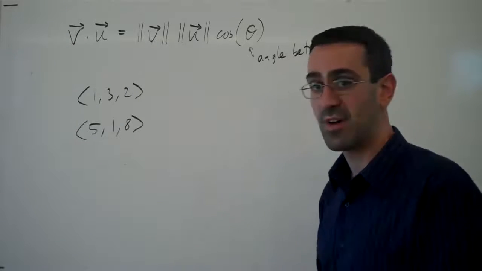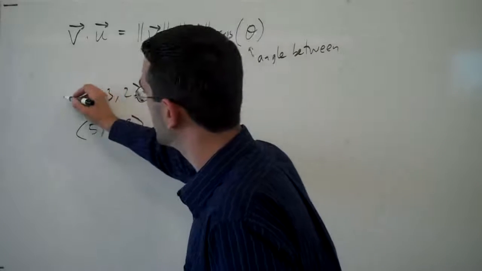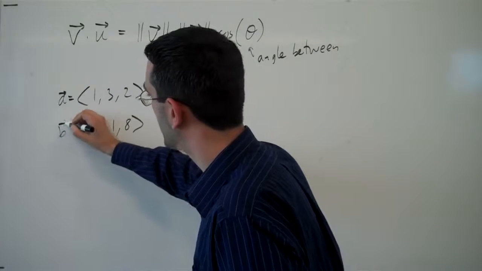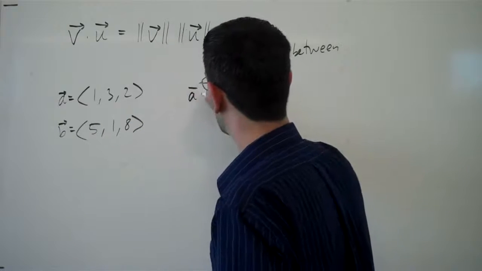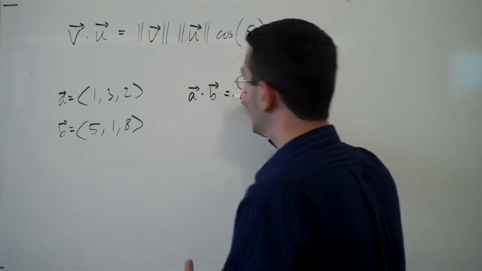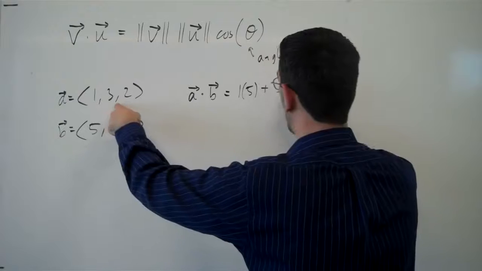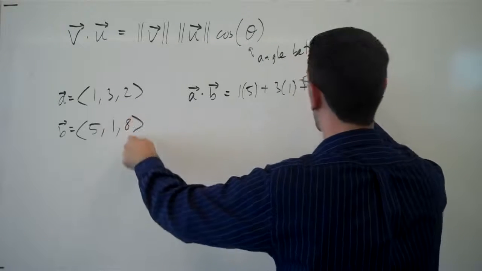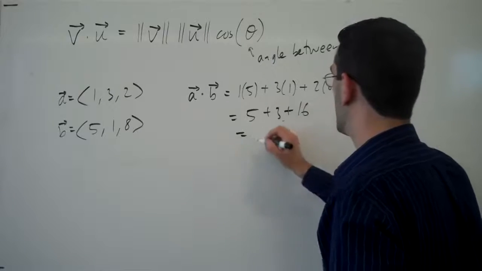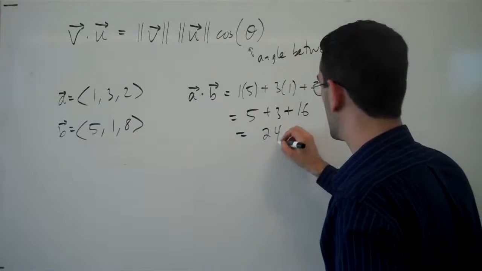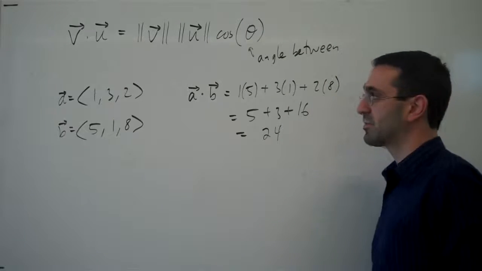So first thing we need to do is find the dot product using the component form. If I call these vectors A and B here, then the dot product of these two vectors will be the product of the x components plus the product of the y components plus the product of the z components. So 5 plus 3 plus 16, which is 24. So that's the dot product of my vectors.